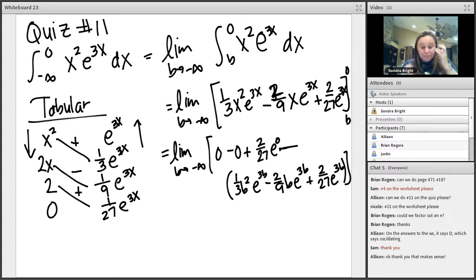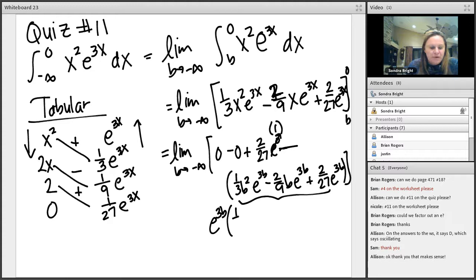Okay, so this part right here is the part that we've got to do L'Hopital on, right? This one ends up being a times a 1. So that part just ends up being 2/27. But this part here, let's factor out the e to the 3b, and I'd be left with 1/3 b squared minus 2/9b, and then plus 2/27. And I'm taking the limit as b goes to negative infinity.